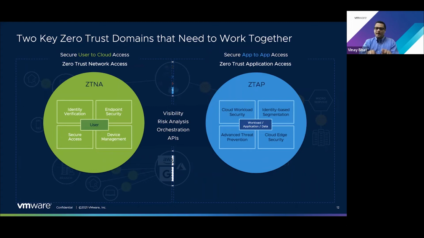And the piece in the middle, right? The visibility, risk analysis, orchestration, and API. This is very, very important because you can secure only those elements that you can see. So if you don't have visibility to all these elements, there is no way you will be able to define a security policy and secure it, right? And only when you have visibility, then you can do a risk analysis. You can see a particular element, a particular behavior, and figure out if it's a risky behavior or not. And last but not the least, the orchestration.